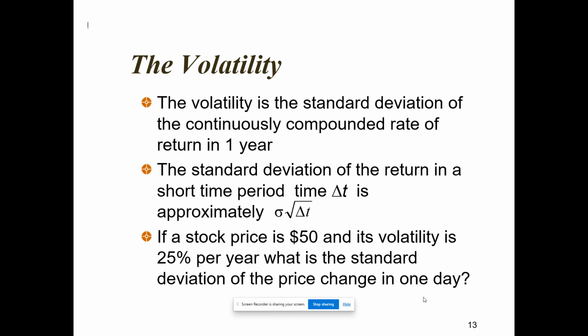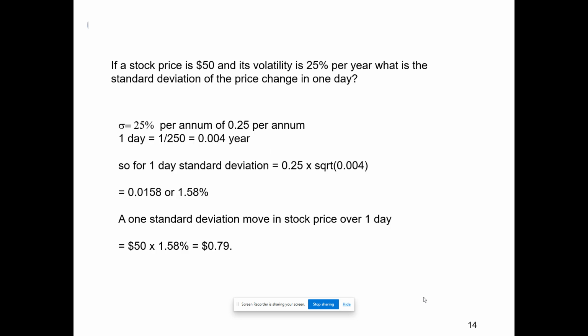So, the stock price is $50 and volatility is 25% per year. What is the standard deviation of the price change in 1 day? How do you do this? So sigma is 25% per annum or 0.25. 1 day is 1 divided by 250, because it is assumed that there are 250 trading days in a year, or some people assume 252 also. So that gives you 0.004 year.